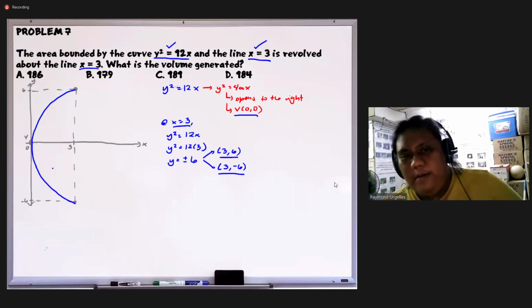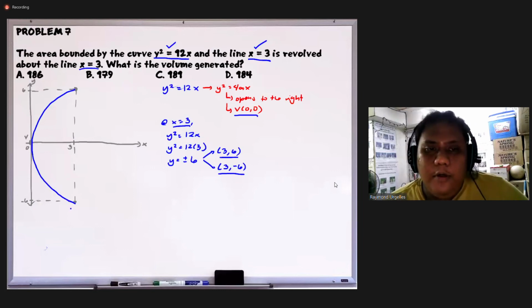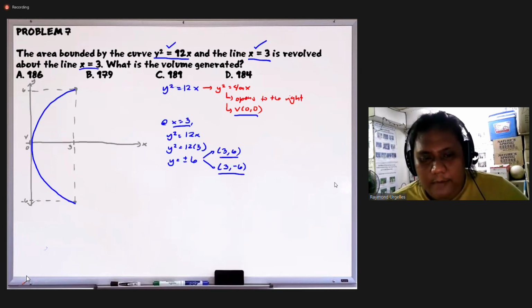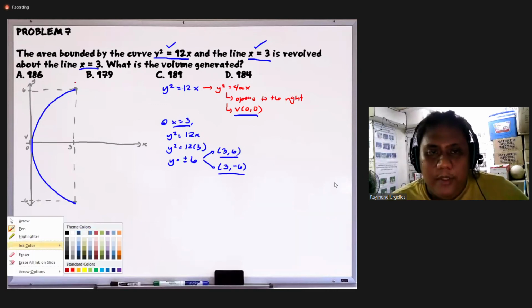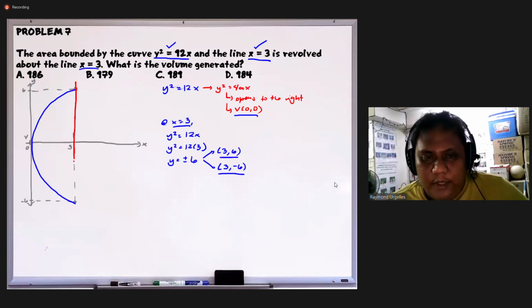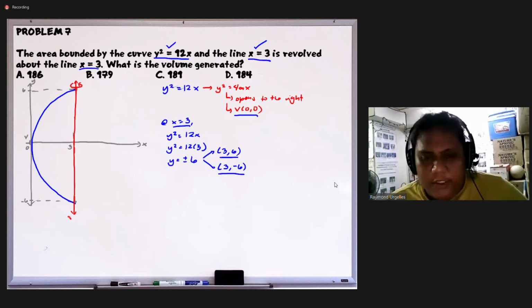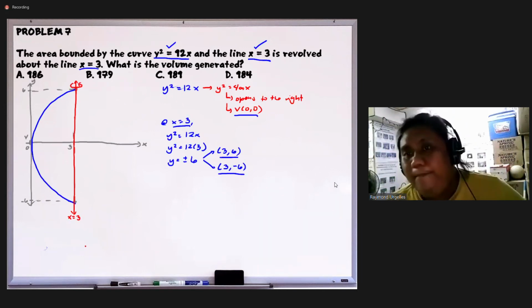Okay, so that's our parabola. And this is our line, x is equal to 3. Again, a vertical line passing through x equals 3. This is our axis of revolution, given by x is equal to 3.